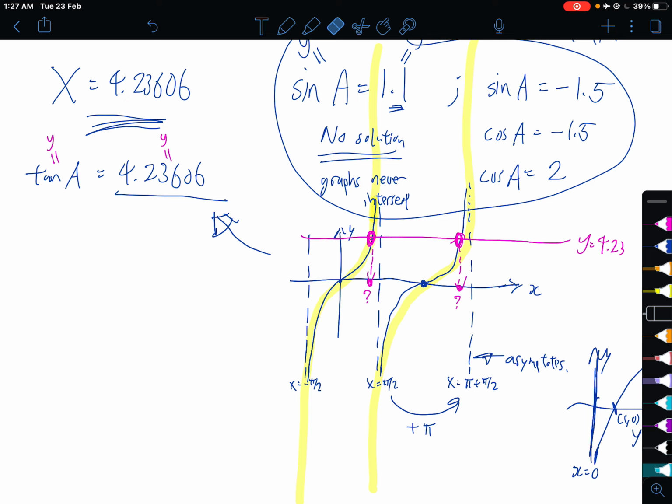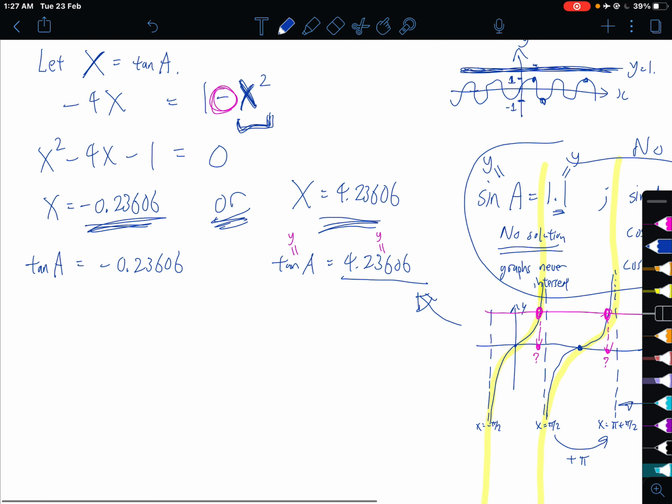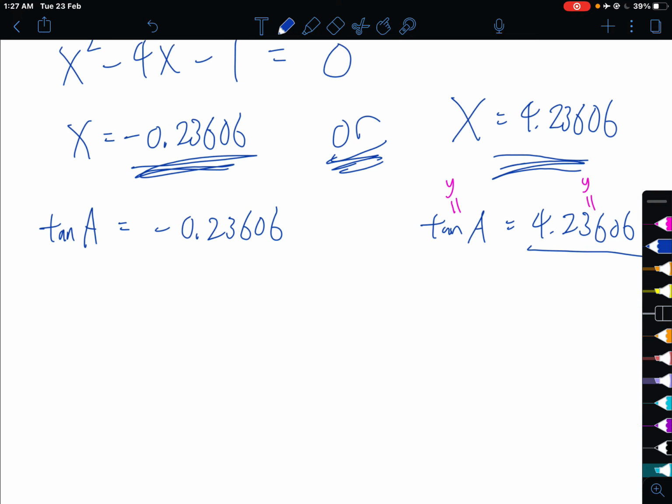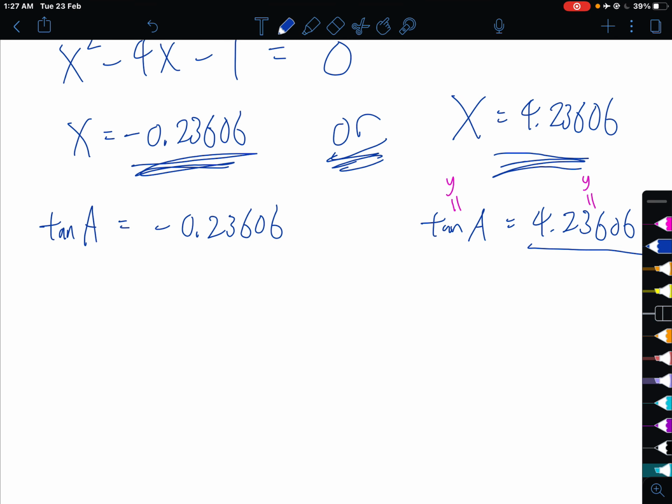Okay? Alright, so now let's continue to try and solve it. How to solve tangent A equals negative 0.23606 and tangent A equals 4.23606. Okay, I won't spend so much time, I'll go faster this time. Tangent A is a negative value, so we will want to find the basic angle, also known as the reference angle, also known as alpha. It's just tangent inverse of the positive guy. Throw away the negative sign. But do you need to write this? Actually, I would say you don't need to write this. Just type it in your calculator.